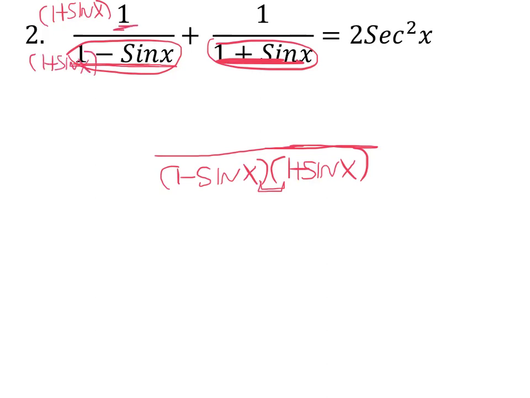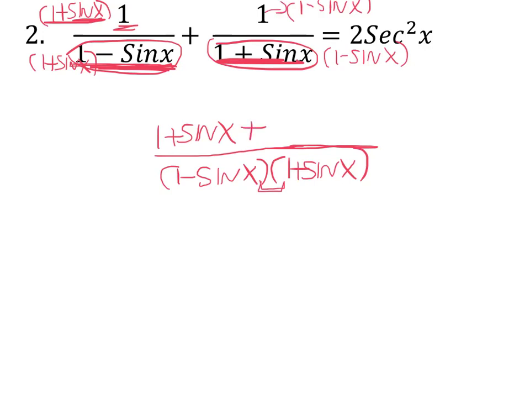So if I do 1 times this 1 plus sine of x, I just get 1 plus sine of x. Now the second fraction, I'm going to multiply by this other factor. The top, I'm going to multiply by 1 minus sine of x, and multiply the bottom by 1 minus sine of x, so it gives me that common denominator. Now same thing if I distribute this 1 to it, well, I get the same thing. I'm just going to get this, plus 1 minus sine of x.